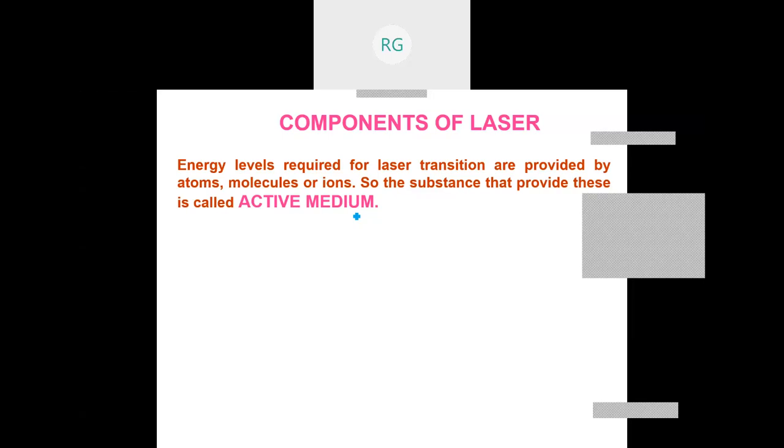And that substance is responsible for giving atoms or molecules to be excited from the ground state to a higher energy state, thereby we get a population inversion. Hence, we require a medium, and that medium is a collection of a large number of atoms. Therefore, energy levels required by a laser transition are provided by atoms, molecules, ions. So that substance we call the active medium. Active medium is nothing but a substance which we take for the special purpose of creating population inversion.